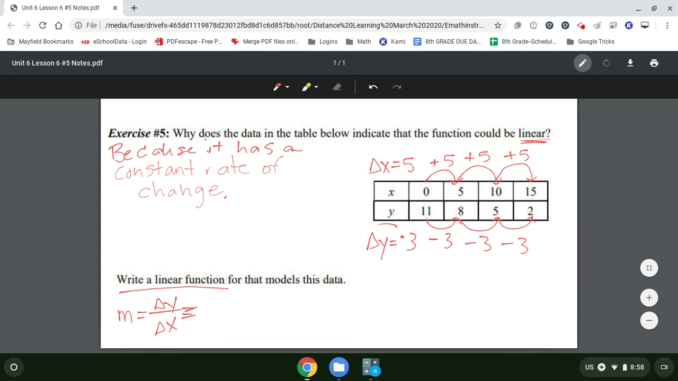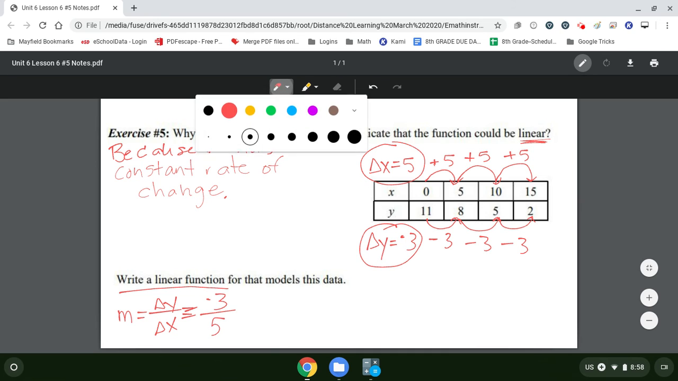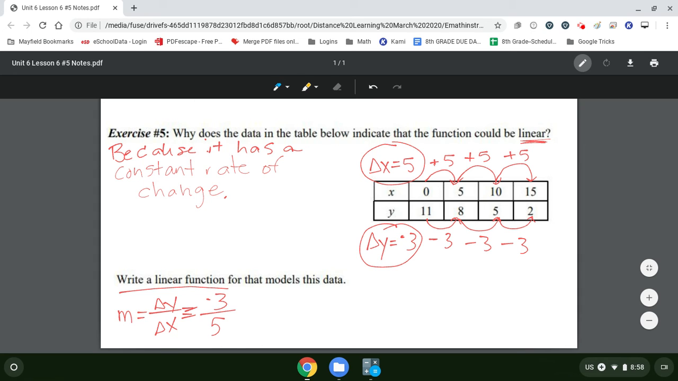If I look up here, my change in y is negative 3, and my change in x is 5. So I already have m, I already have my slope. And now I'm going to look for b, my y-intercept. So the y-intercept is always where x is equal to 0. So that's also already in the table. b is equal to 11.